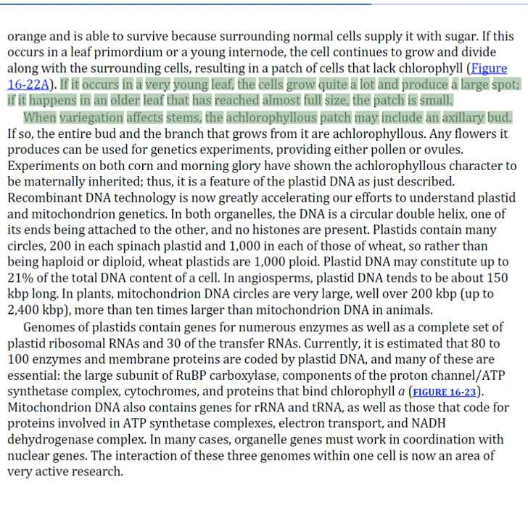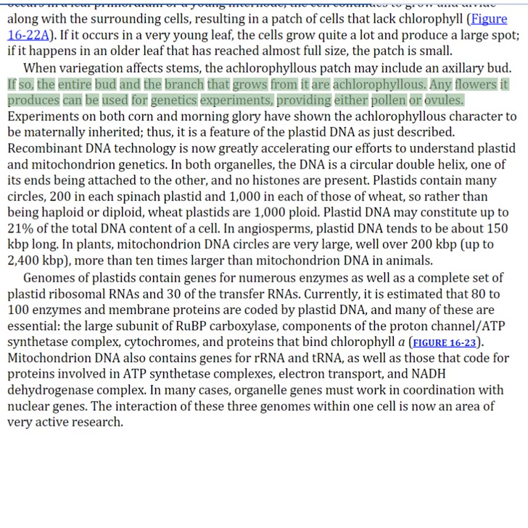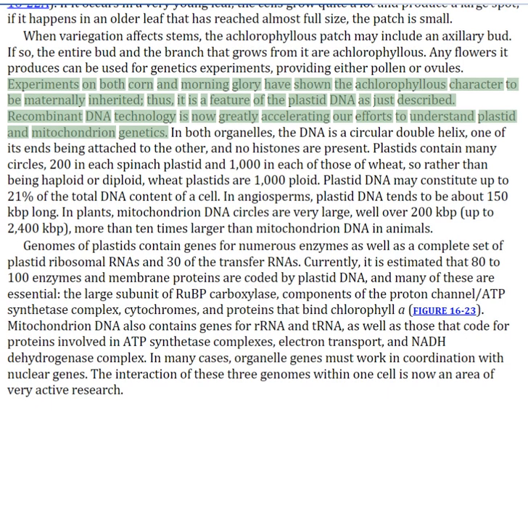When variegation affects stems, the achlorophyllous patch may include an axillary bud. If so, the entire bud and the branch that grows from it are achlorophyllous. Any flowers it produces can be used for genetics experiments, providing either pollen or ovules. Experiments on both corn and morning glory have shown the achlorophyllous character to be maternally inherited; thus, it is a feature of the plastid DNA as just described.